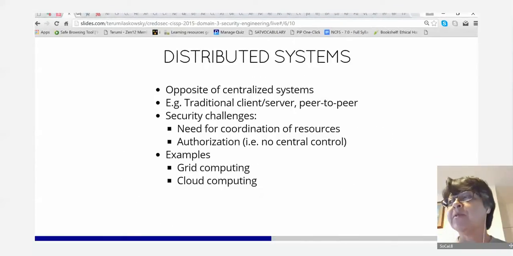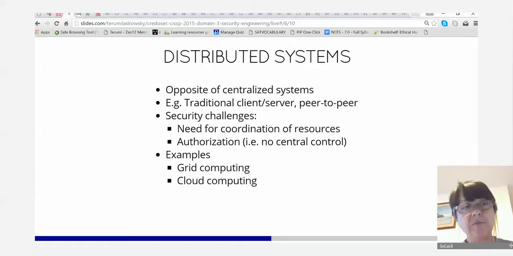Distributed systems. So you have the opposite of centralized systems, so we have opposite issues, right? Traditional client-server, peer-to-peer. Because it's distributed, there's a need to coordinate, right? And authentication and authorization is always going to be an issue. It says there is no central control. So an example would be grid computing.